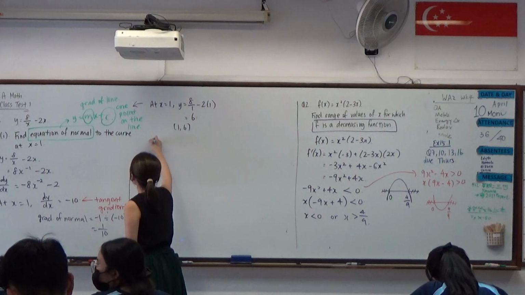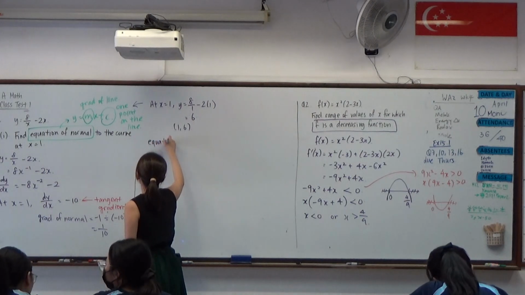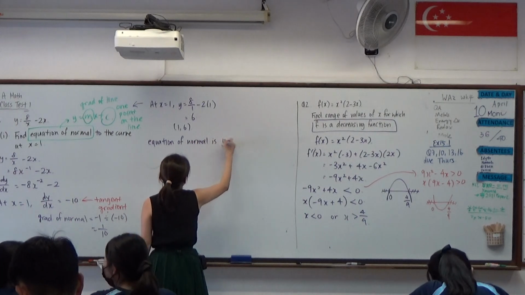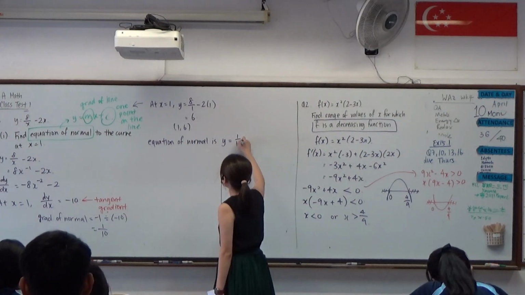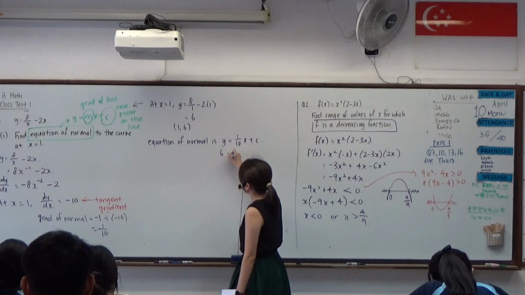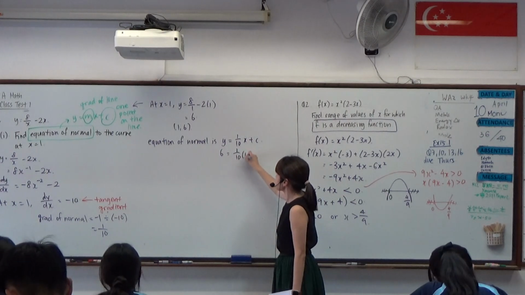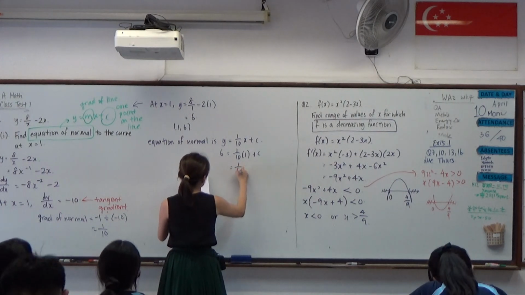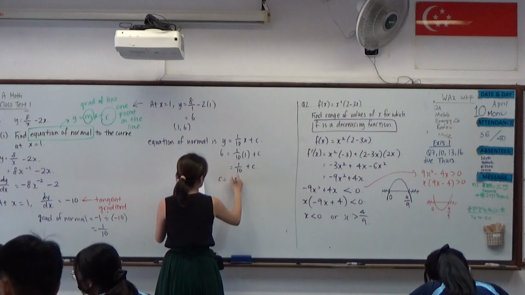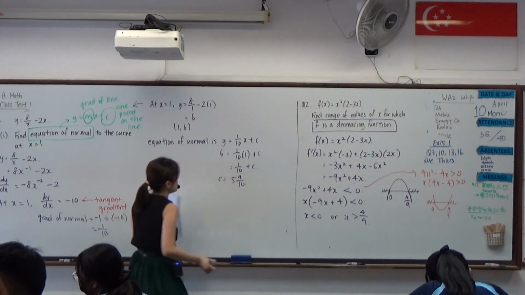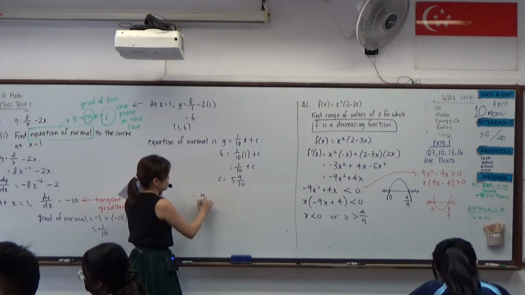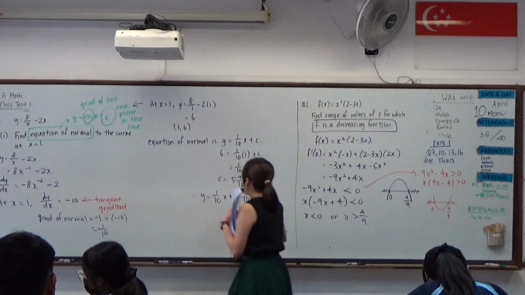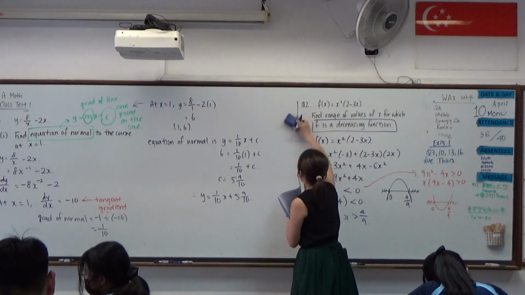So the equation of the normal is y equals to 1 over 10 x plus c. Y is 6, x is 1. And c is 5 and 9 over 10. Therefore, the equation is y equals 1 over 10 x plus 5 and 9 over 10.